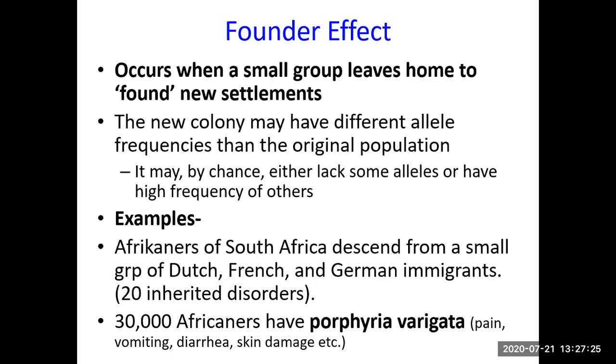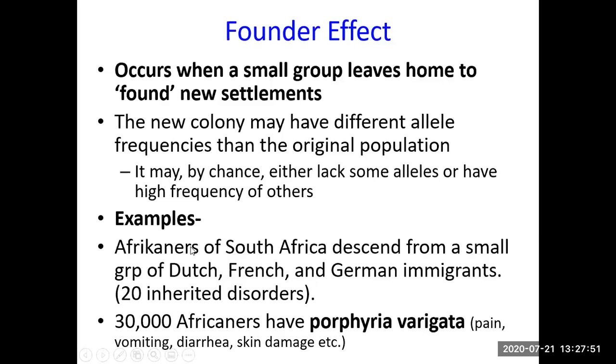Founder effect occurs when a small group of individuals leaves their original abode to go and found new settlements, the pioneer population. Because a small proportion of the population broke away from the original population, went to a new place, started a new habitat, and created a new population there, the allele frequencies in this new population might be very different from what was there in the original population.